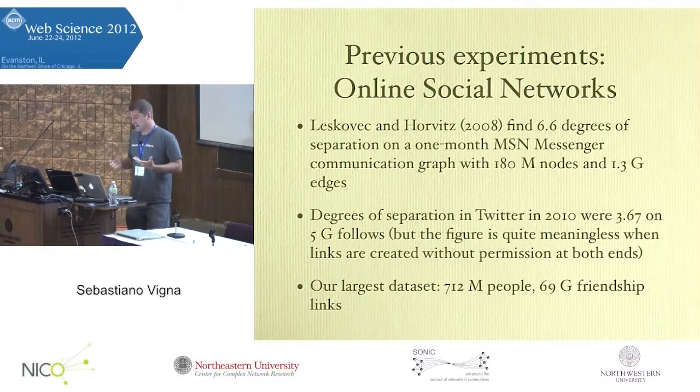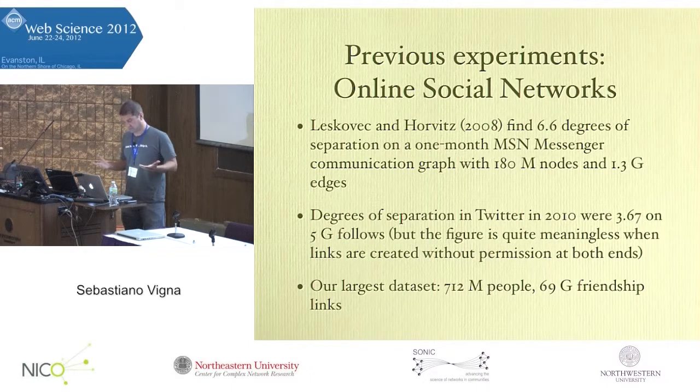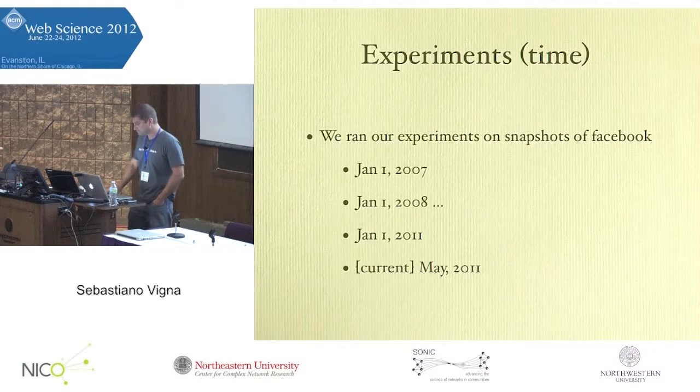So our largest data set is actually 700 million people and 69 billion friendship links. So it's one order of magnitude larger. And this was also the challenge from the computational viewpoint.